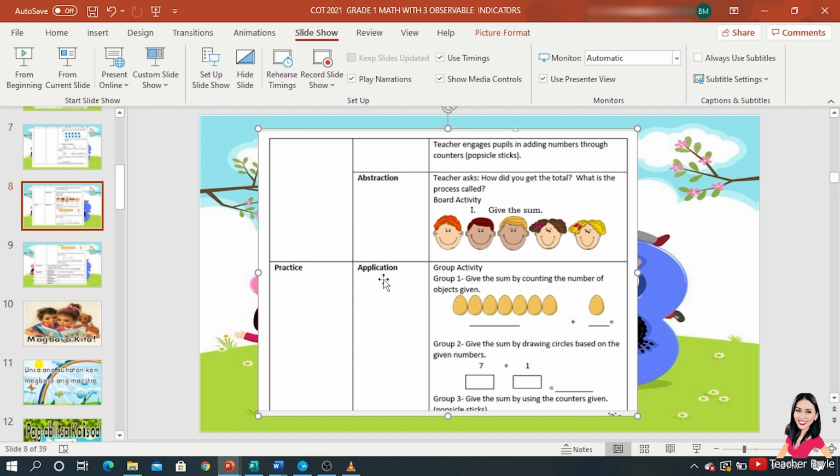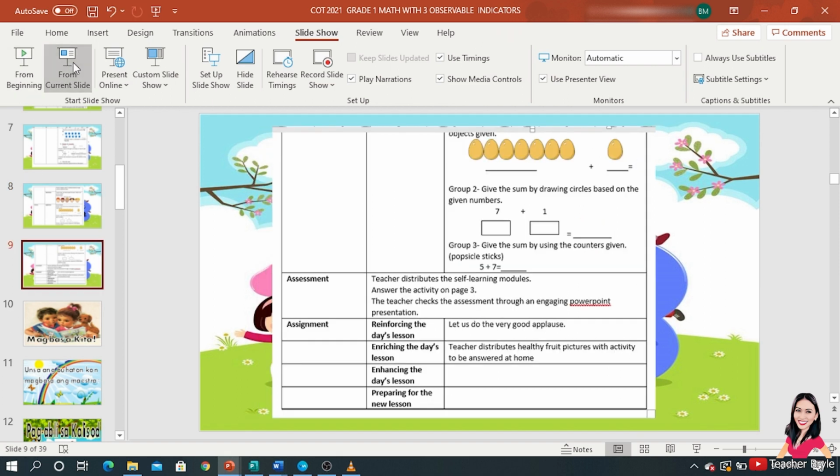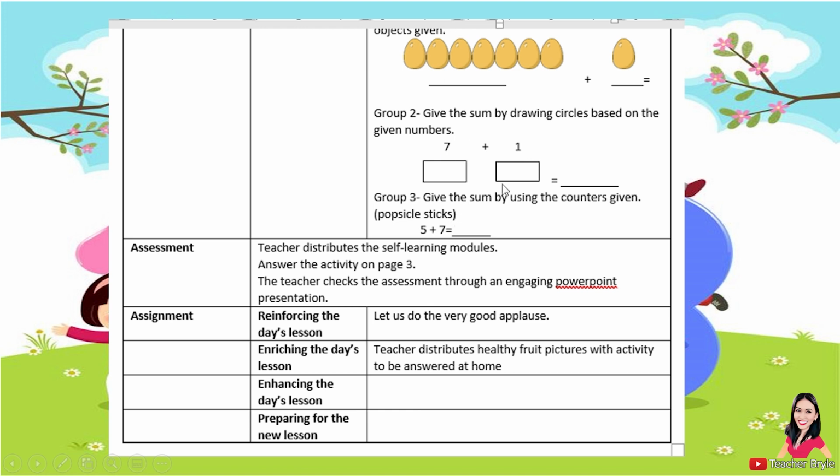And then, application, group activity. So, 3 groups. Group 1, give the sum by counting the number of objects given. Group 2, give the sum by drawing circles based on the given numbers. Group 3, give the sum by using the counters given. Popsicle sticks.